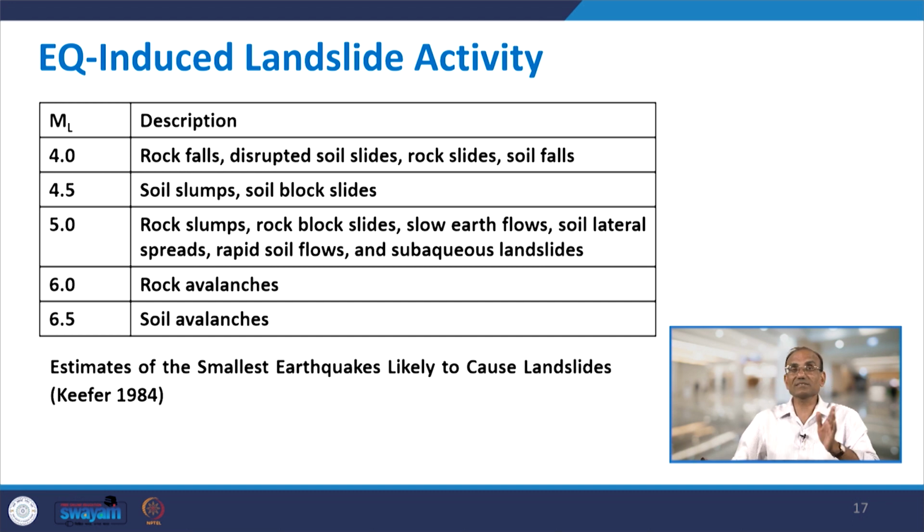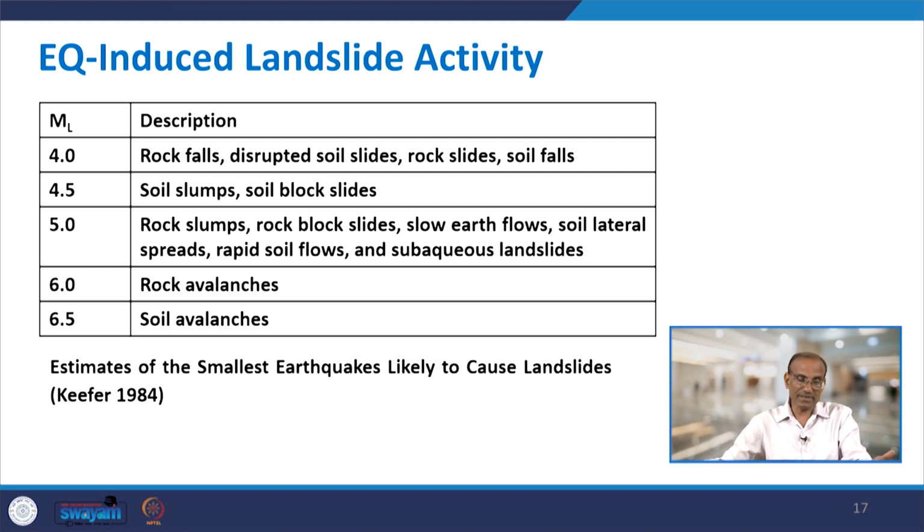Here there is a relation between magnitude and different types of slides. For example, if you have a magnitude of around 4, then you can expect rock falls, disturbed soil slides, and rock slides, but naturally lateral spreading will not be there at magnitude 4. If you increase the magnitude to 4.5, you can expect soil slumps and soil block slides. The first column says that it is the minimum value of the magnitude required for this activity.